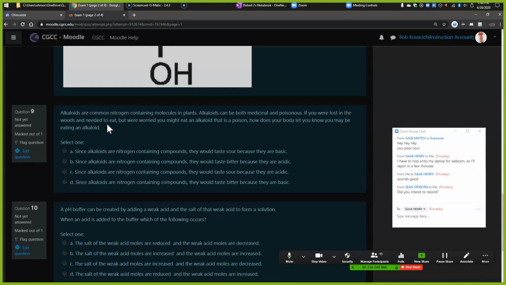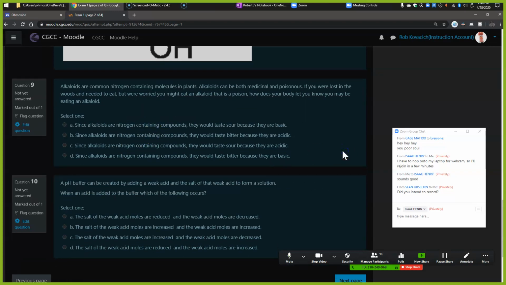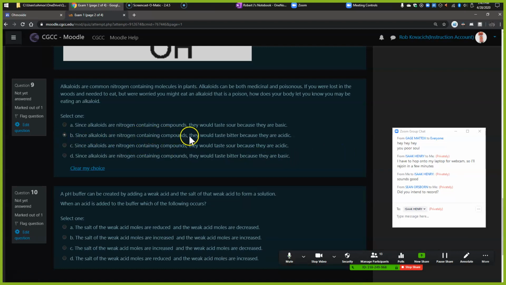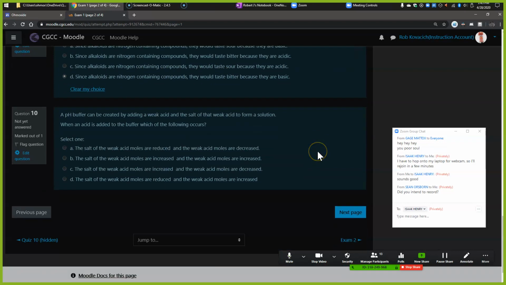Alkaloids, common nitrogen, and so on. Okay, so what should you be looking for? Bitter. In this case, alkaloid nitrogen-containing compounds, they would taste bitter. All right. They would taste bitter because they're basic.